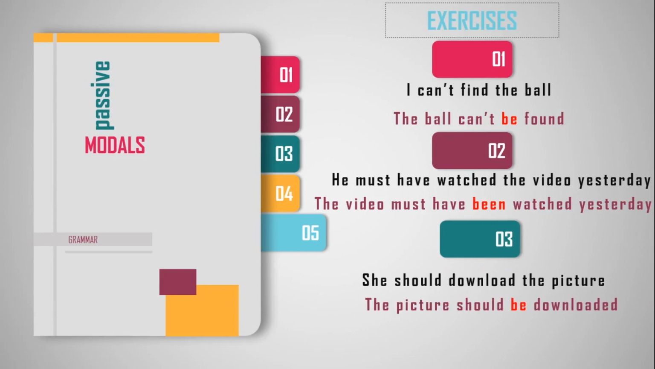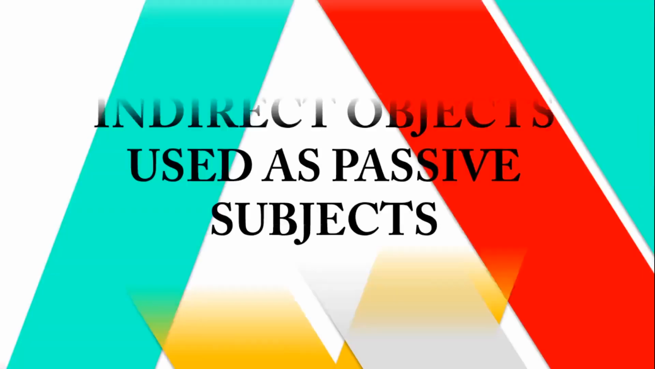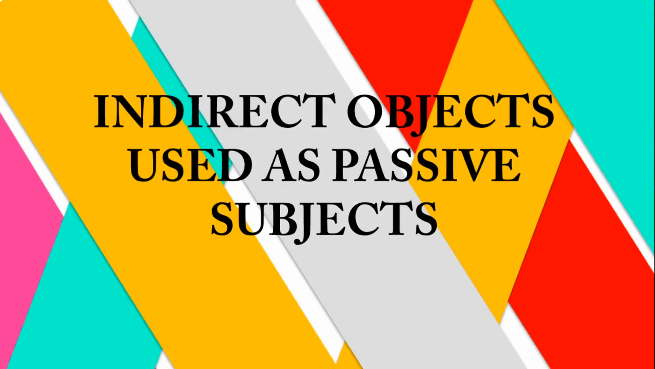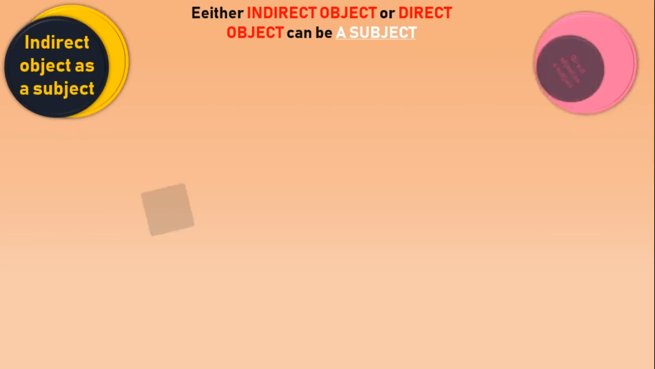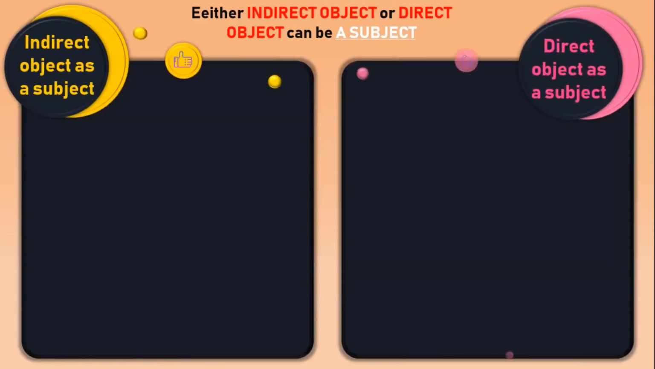Alright, so now let's move to the indirect objects used as passive subjects. Don't worry about the titles, it's very easy. So either the indirect object or the direct object can be a subject. What do I mean? Let's see what I mean. Okay, so we have here an example.